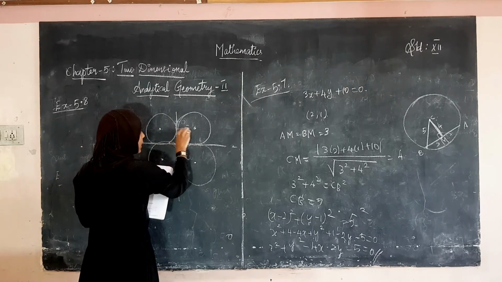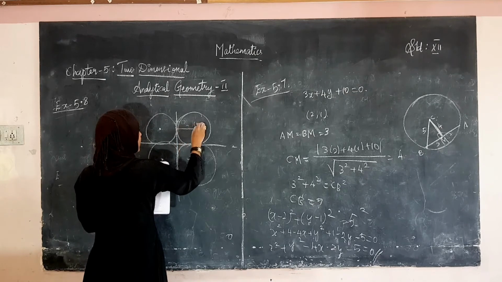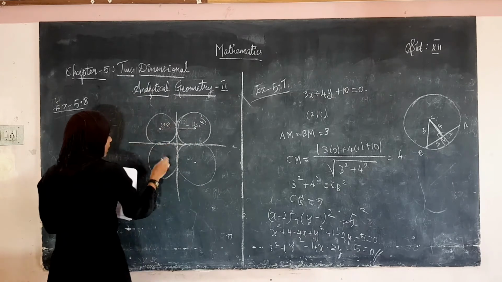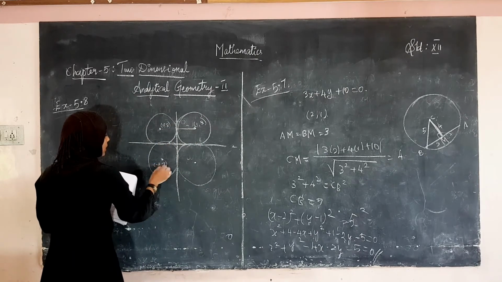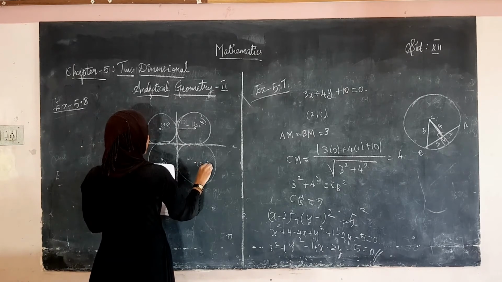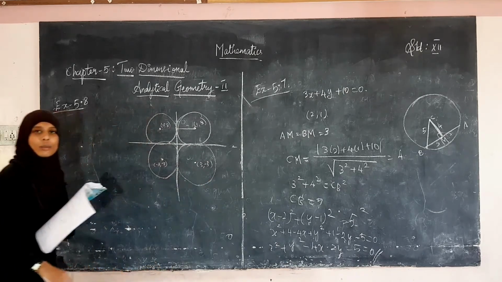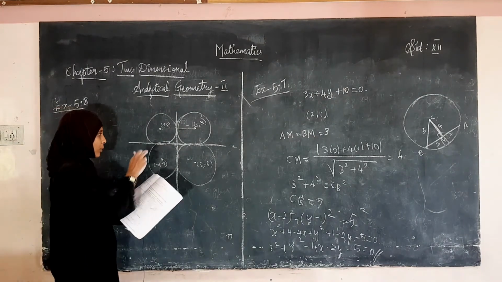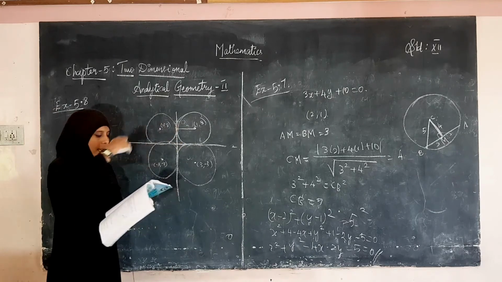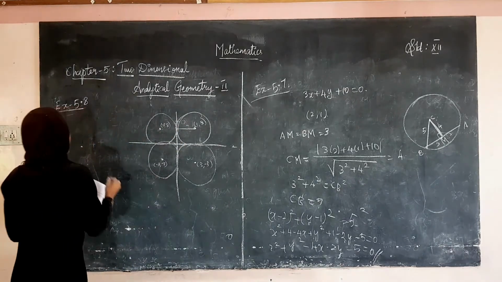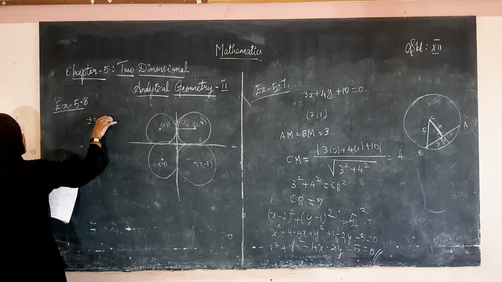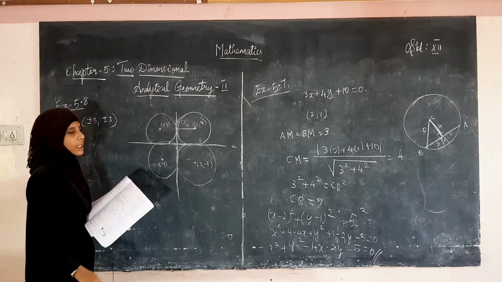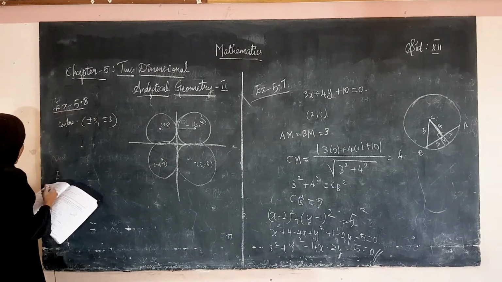So, it is of radius 3. Here the center is (3, 3). Here the center is (-3, 3). Here the center is (-3, -3), and here the center is (3, -3). These are the 4 possible circles. As the circle touches both the axes, the distance of the center from both the axes is 3 units. So, what are the possible ways? (±3, ±3). These are the 4 centers, so there are 4 circles.